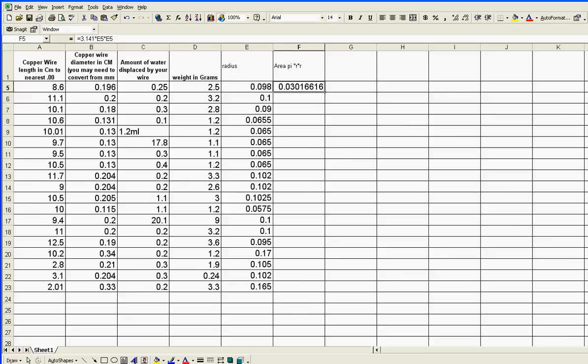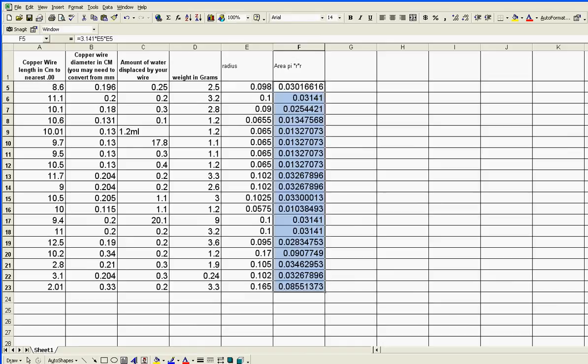All right, and all I have to do is drag this down, and that's the area of a cross-section of my cylinder, my wire. All right, so that's good. So now what do I have to do? Well, I figured out the radius. I figured out the area. Now if I want to figure out the volume, think about it. What are you doing? Well, the volume is area times length.